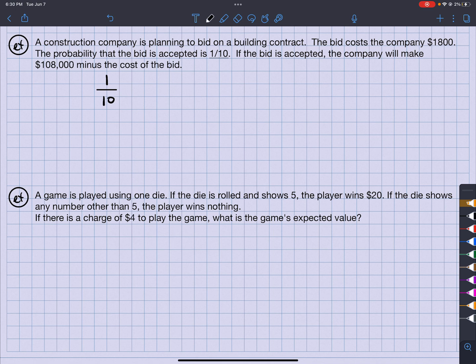And if they win the bid, what can they gain? Well, they can gain $108,000 minus the $1,800, the cost of the bid. Okay, because the bid costs $1,800, right? The bid typically costs money only because they want serious bidders. They want you to be putting some ante in there, right? But what could possibly happen? They could be turned down, right? Their bid could be not accepted.